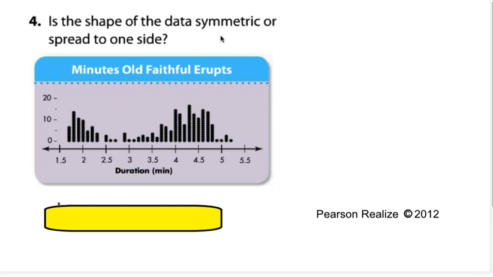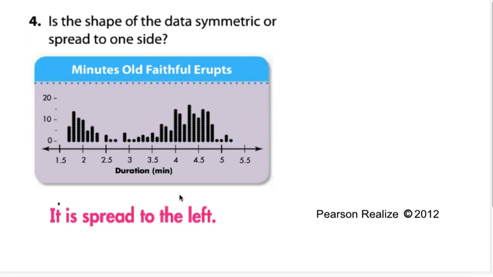Number 4, see if you can answer this question. Is the shape of the data symmetric or spread to one side? Well, in this case, the answer is that it is spread to the left. Okay? It is spread to the left. All right? So here is the grouping of the data. We remember earlier we talked about where most of the data is grouped, but then you can see that it's kind of pushed this way. Okay? So it is spread to the left. In other words, we knew the center was somewhere right about in here, and the data is spread to the left.